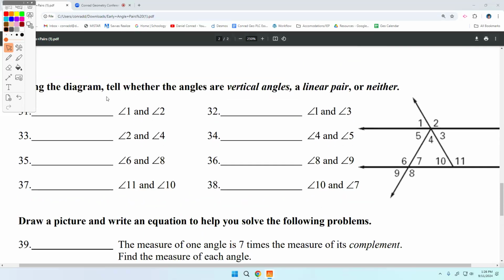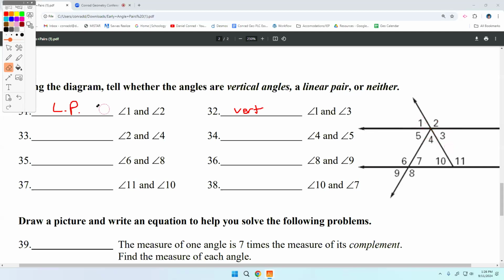Vertical, linear, or neither. Okay, so 1 and 2 are going to add up to that straight line. So those are a linear pair. All right, 1 and 3, two lines intersect. They're across from each other, so that's going to be vertical. Okay, 2 and 4. A lot of people want to say vertical, but they are neither.